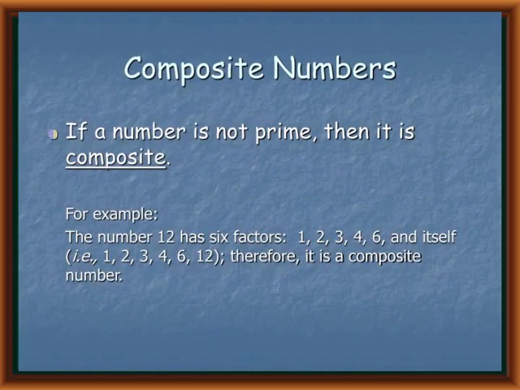The next we'll see is the composite number. What is a composite number? If a number is not prime, then it is a composite number. For example, the number 12 has 6 factors. What are the factors? 1, 2, 3, 4, 6 and 12. So, if the number has more than 2 factors, then that number is a composite number.